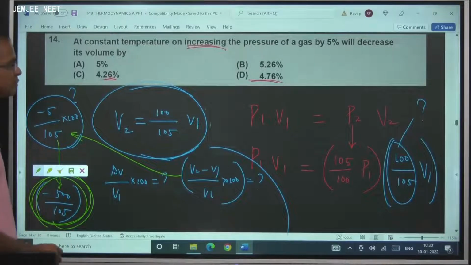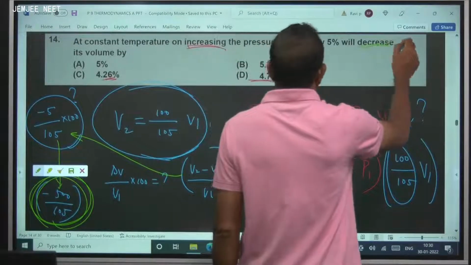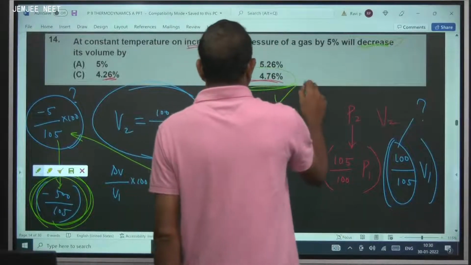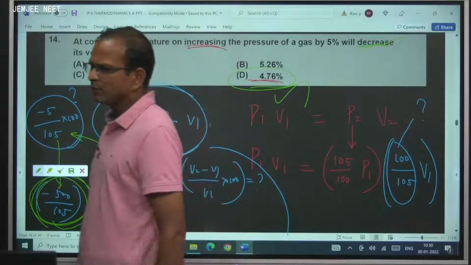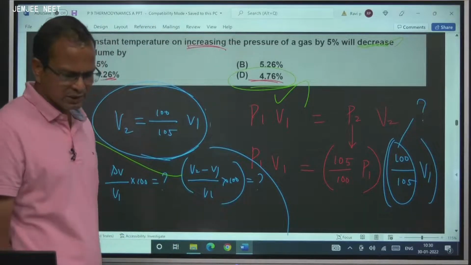4.76 with negative means decreases. Confirmed? Yes. 4.76. That's the right answer. இந்த மாதிரி ப்ராப்ளம் எல்லாம் இப்படி தான் போடணும். ரொம்ப சிம்பிள். அதுக்கு ஒன்றும் பெரிய நாலேஜ், பெரிய ஃபிசிக்ஸ் எல்லாம் தேவையில்லை. Very ordinary question.